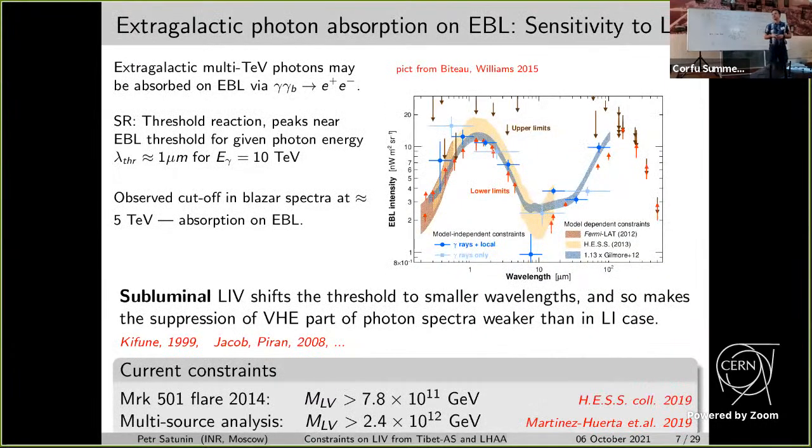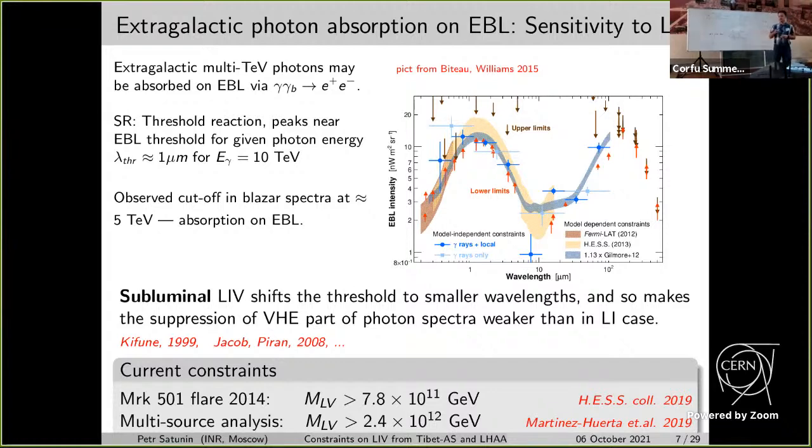The first process is extragalactic photon absorption on extragalactic background light. So the multi-TeV photons which travel from extragalactic distances may be absorbed on extragalactic background light via the Breit-Wheeler process, gamma gamma to e+ e-. In standard relativity, this reaction holds above a certain energy threshold, and the cross-section peaks near this threshold. So, for example, for 10 TeV photons, the wavelength of background photons is of the order of magnitude of 1 micrometer. And the observed cutoff in spectra of some extragalactic sources is usually explained by this absorption on EBL.